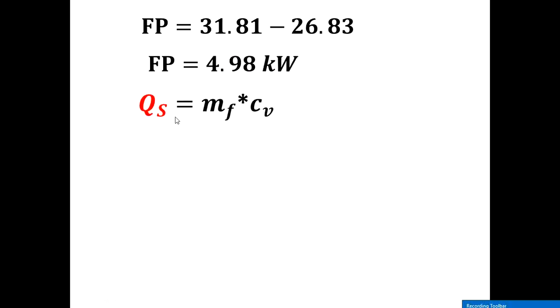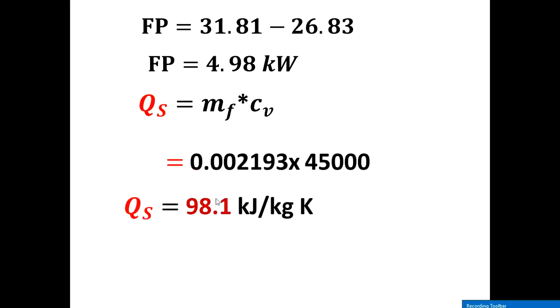The amount of heat energy supplied that you want to calculate is equal to mass of fuel times calorific value. Mass of fuel is 0.000219 kg per second, and the calorific value is 44,500 kilojoules per kg Kelvin. You put them here and then you will get the amount of heat energy supplied.